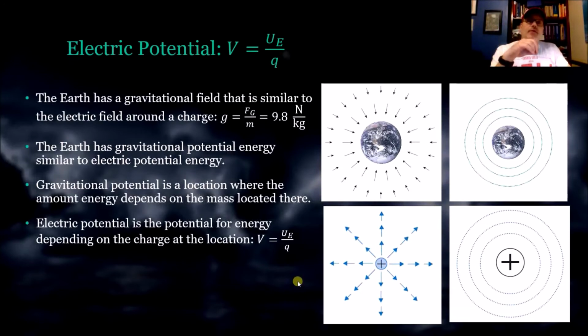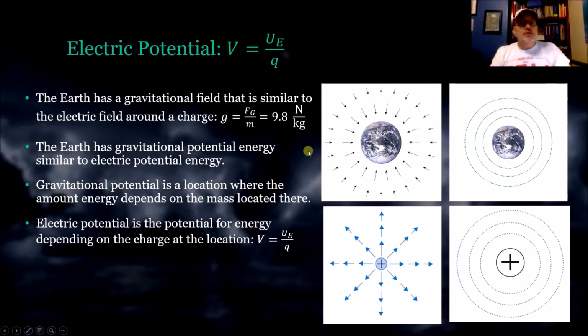There are many similarities between gravity and electricity. Here's a couple. The Earth has a gravitational field that's similar to an electric field. Here's the electric field around a positive charge. Here's what the gravitational field looks like around the Earth. Notice the gravitational field for the Earth always points inward because it pulls all mass towards itself. The electric field can be a little different because we can have both positive and negative charge. This one's positive, so it points out. But if it was negative, it would look exactly the same as the Earth's gravitational field.